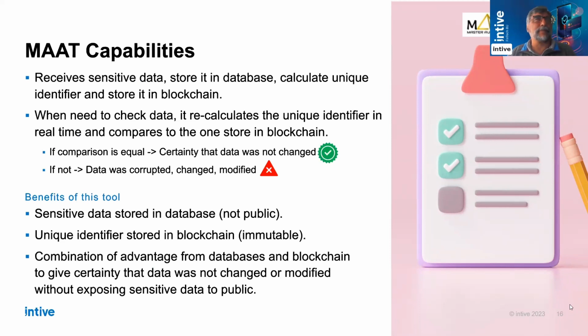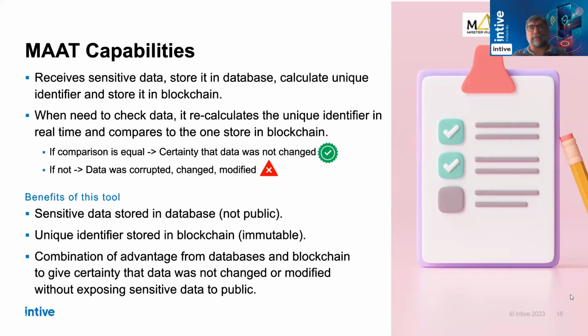Okay. Well, the master audit tool receives sensitive data, stores the data in the database, calculates a unique identifier, and stores it on the blockchain. But what is the goal here? The goal is that the data we currently store will not be stored in the blockchain. We only generate a unique identifier and store it on the blockchain, deployed in a transaction, and this should be immutable.